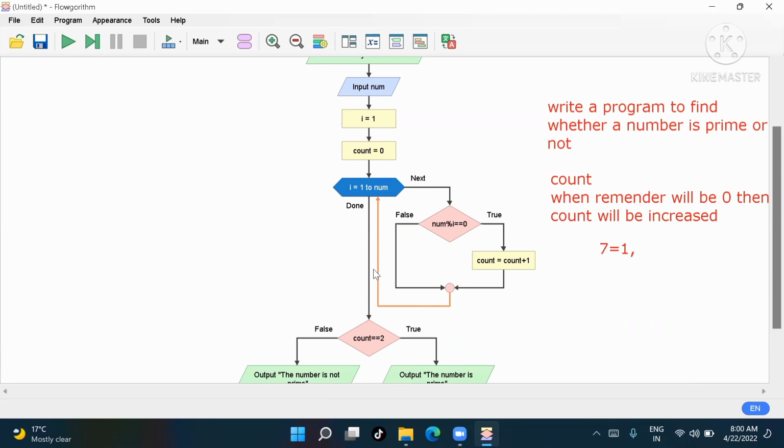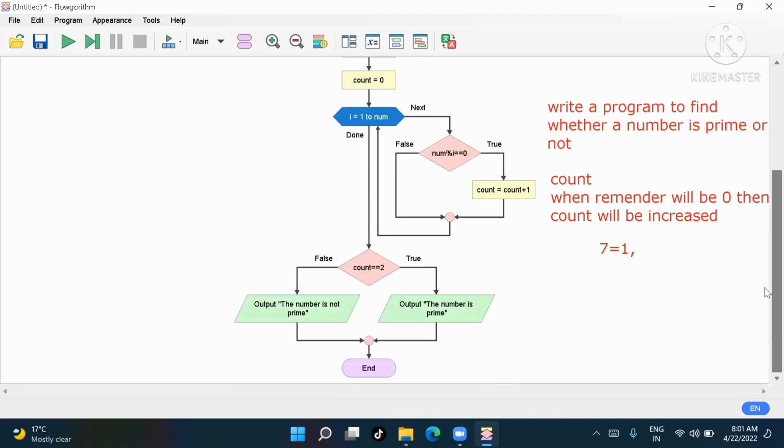Right. Then again it will go here. It will go to the false side, and from here it will run again. Then it will check with 3. It will come here, 3 mod 3 equal to 0. 3 ones are 3, so the remainder will be 0. Then it will come here. Count was 1 first, and 1 plus 1 is 2. Count will be 2. Then again it will go here, right? If the count is 2, then our number will be prime, otherwise the number will not be prime.